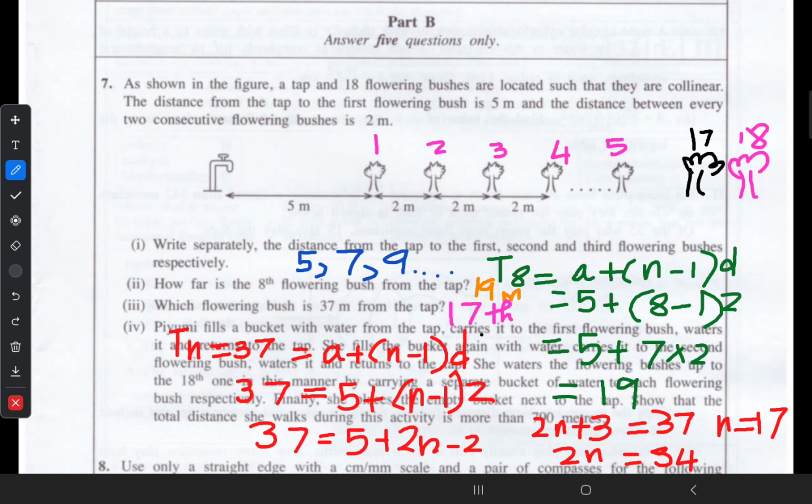The 17th bush is situated how many meters? 37 meters apart from the tap. That means the 18th bush would be another 2 meters, 39 meters. So we can come to a conclusion as well to do the next question. So the 17th one is located 37 meters apart, and the 18th one should be 39 meters apart.